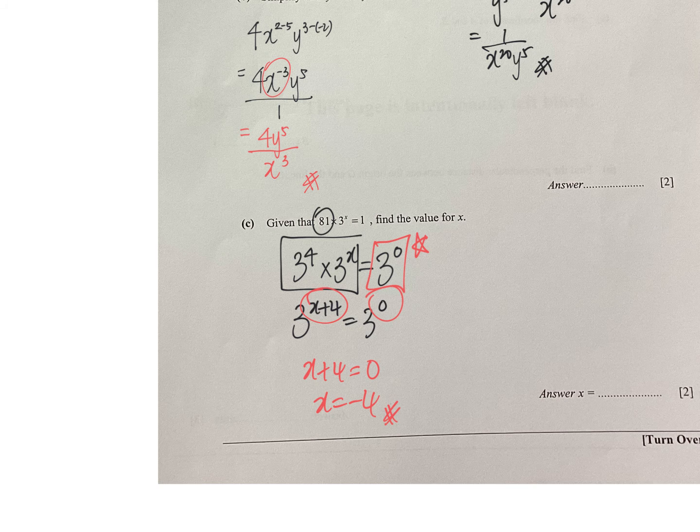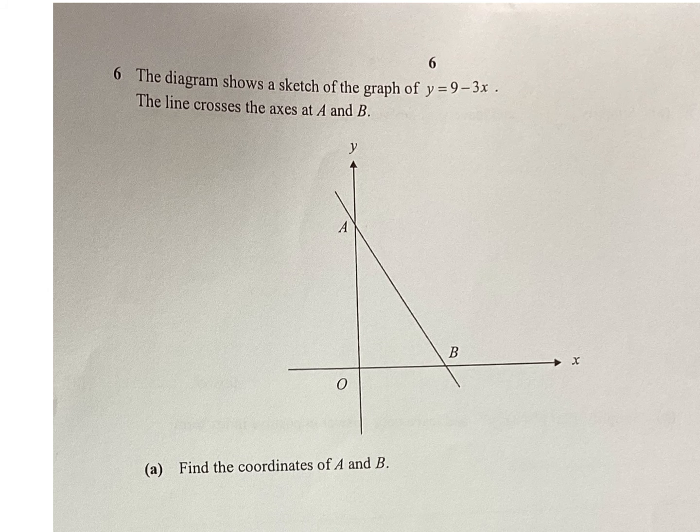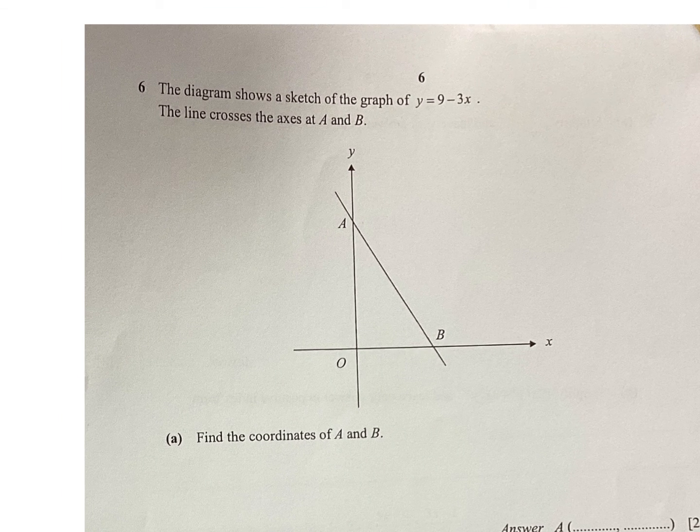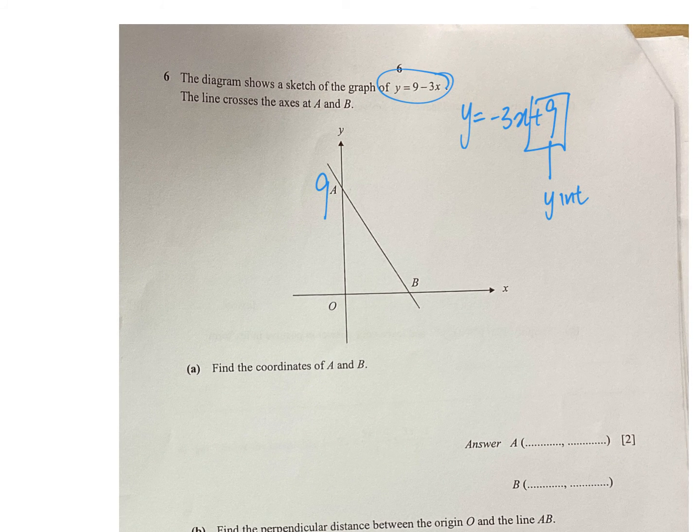Most of you got this correct. Okay, this one is even simpler. I believe the coordinate geometry questions that you practice are way harder than this. Okay, first, this one. This is the equation. One look at it, you know this is 9, because this is your y-intercept. So A is (0, 9). That's number 1. How to find this? You sub y as 0. 3x is 9, x is 3. So it's (3, 0). That's how you get.